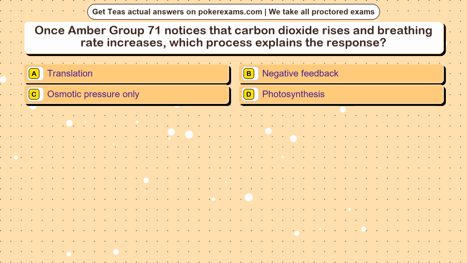Question 17. Once Amber Group 71 notices that carbon dioxide rises and breathing rate increases, which process explains the response? Option A, translation. Option B, negative feedback. Option C, osmotic pressure only. Option D, photosynthesis.